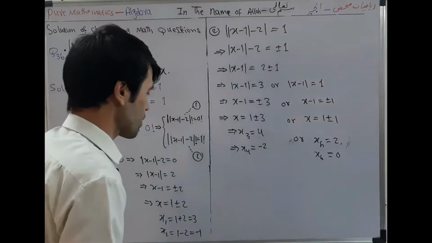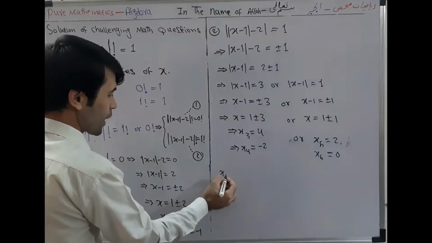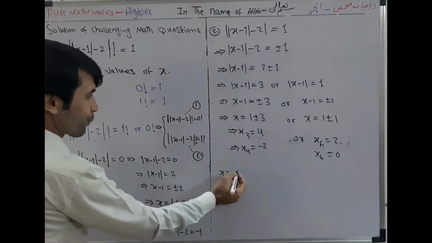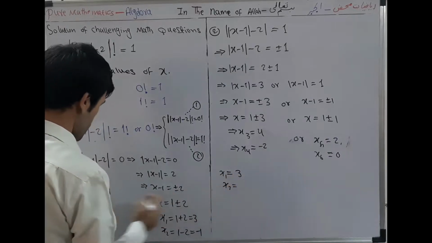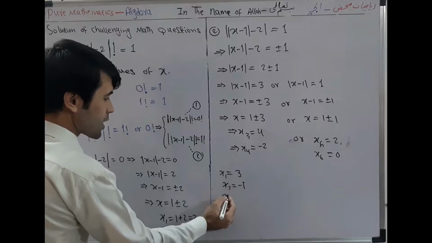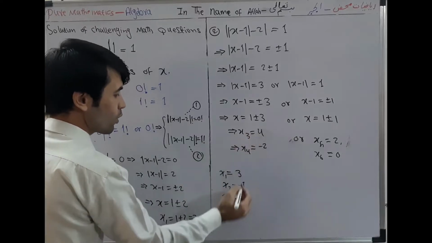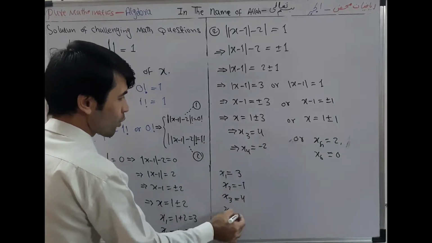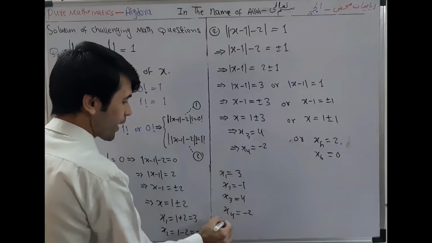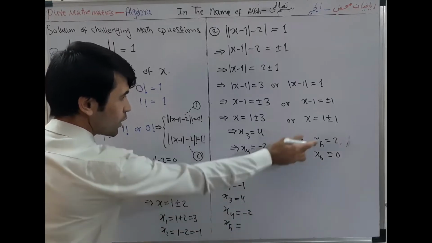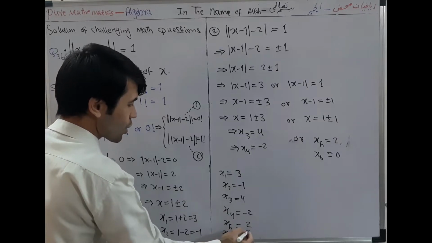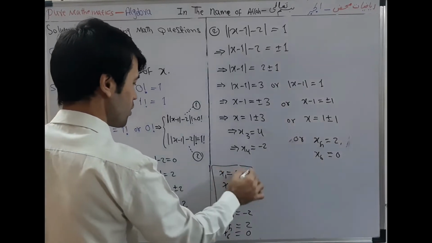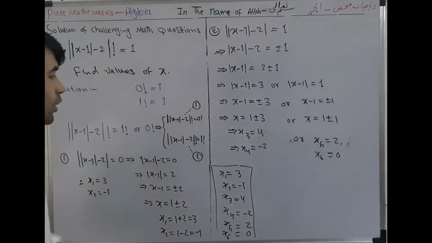Therefore we have 6 answers: x1 is equal to 3, x2 is equal to minus 1, x3 is equal to 4, x4 is equal to minus 2, x5 is equal to 2, x6 is equal to 0. These are the solutions of this equation.